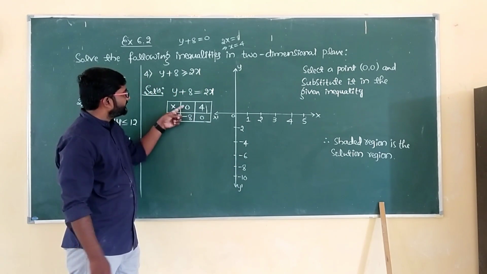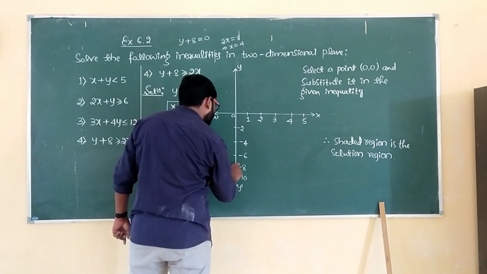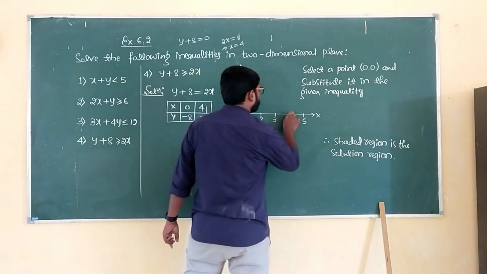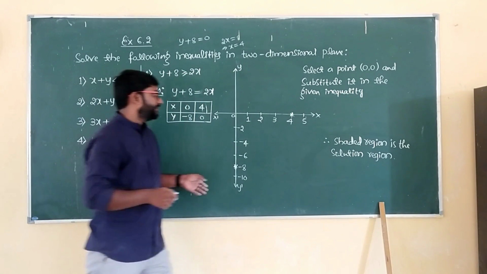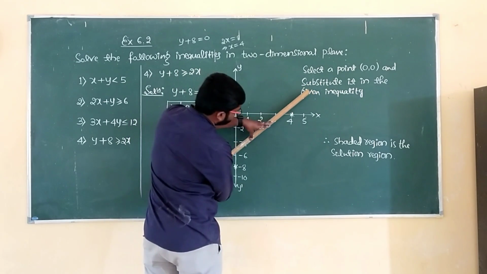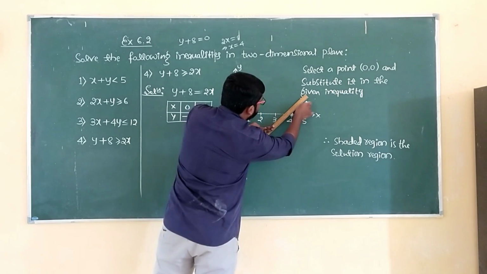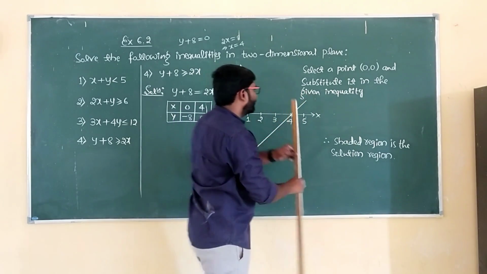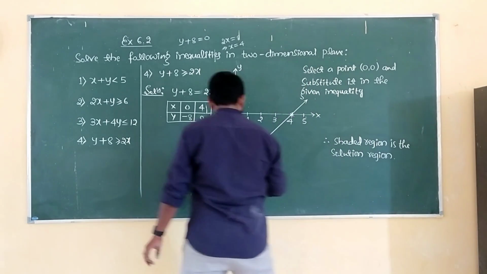Take the first point 0 comma minus 8. x is 0, so y will be minus 8, it is this point. Now 4 comma 0, it is this point. Since the given inequality is a slack inequality, join these 2 points with a dark line. I will be joining these 2 points with a thick line, and on both sides we need to put the arrow mark. So here I will put the arrow mark.